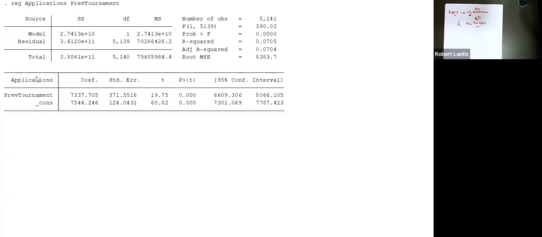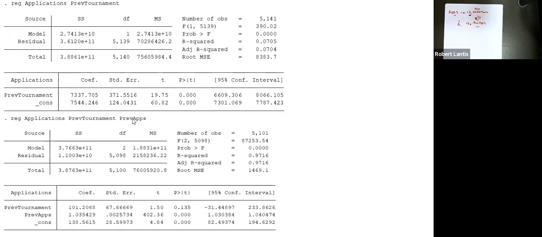So when we only had that previous tournament variable, we're explaining what? The proportion of the variation in applications we were explaining was 0.07 or 7%. Okay. When I include the number of previous applications, my R-squared goes up to 0.97. I'm explaining 97% of the variation. The difference between those two was the impact of that previous applications variable, right? So if I reran this with only previous applications, it would have an R-squared of what, right around 0.9. So it's a really important control variable, right?